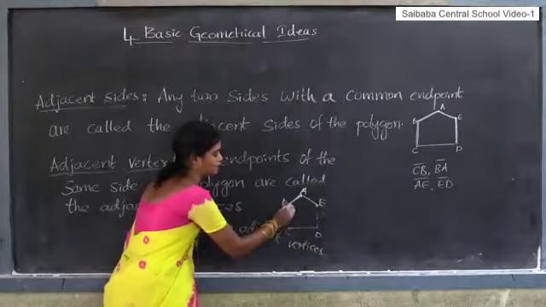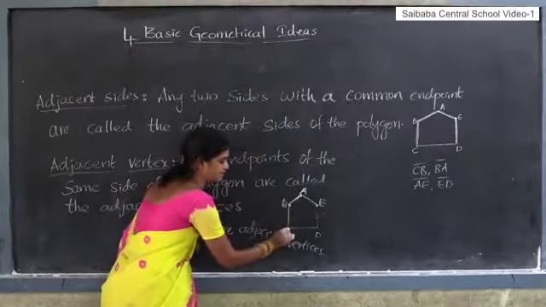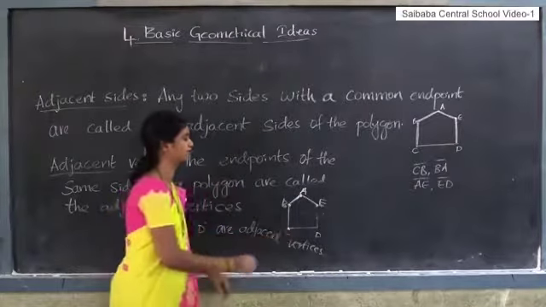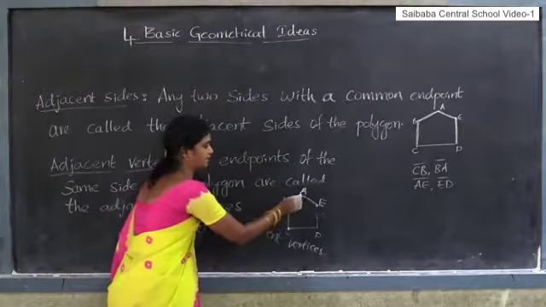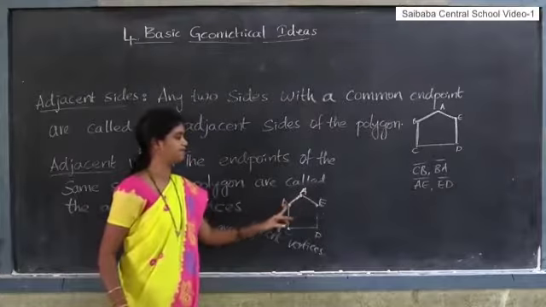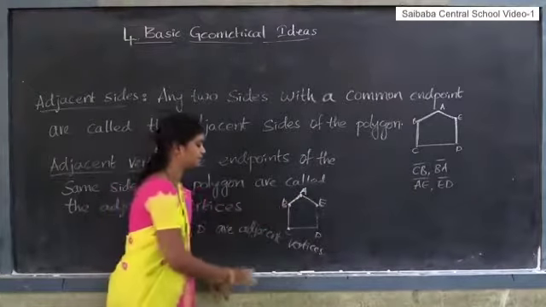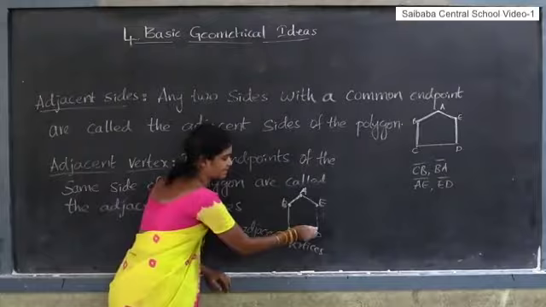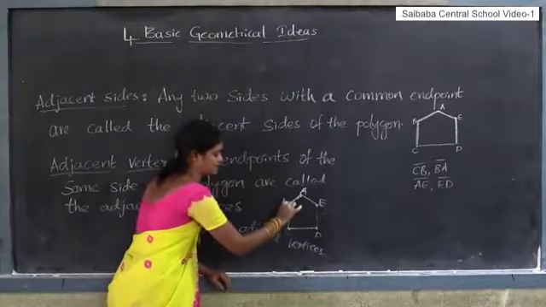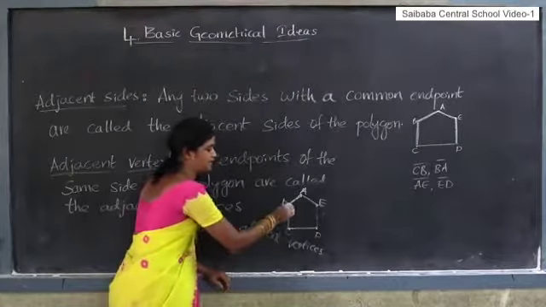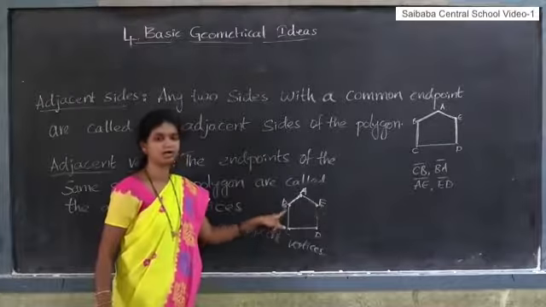For B, what is the adjacent vertex? C is the adjacent vertex. And if you take BA, A is also called the adjacent vertex of B. For C, D is the adjacent vertex. If you consider this BC, B is also the adjacent vertex of C.